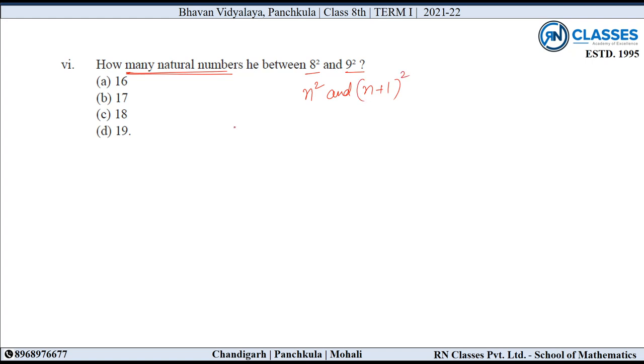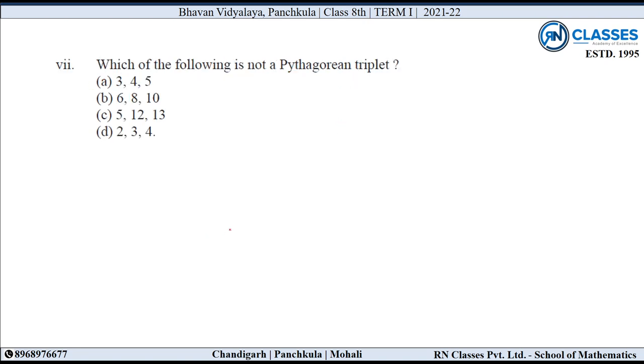How many natural numbers are there between n square and n plus 1 square? 2n. Right? So 2 into 8. How many are there? 16. Answer is 16, A part. Such a simple question.